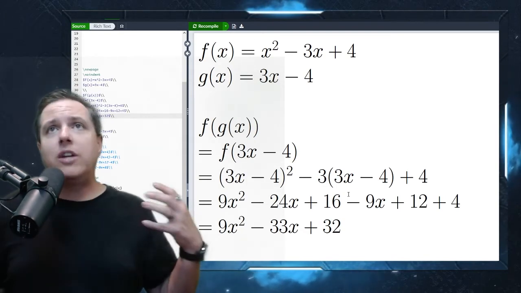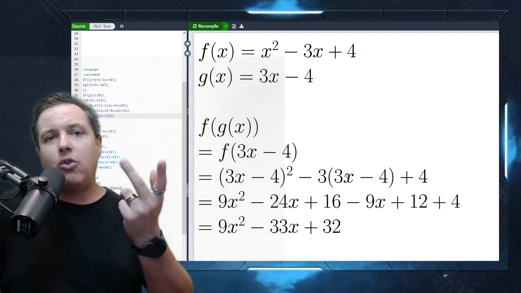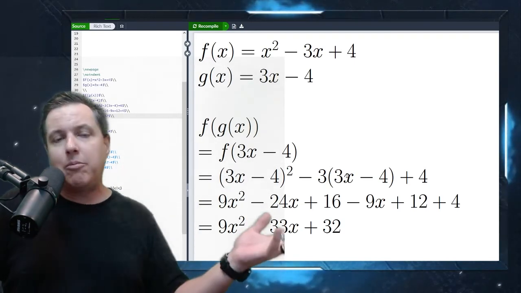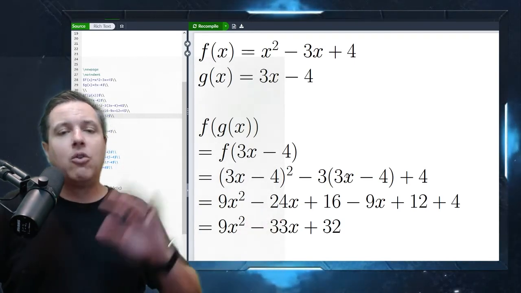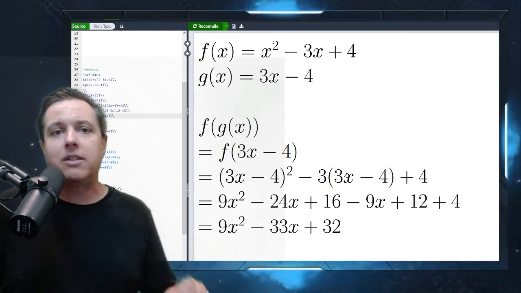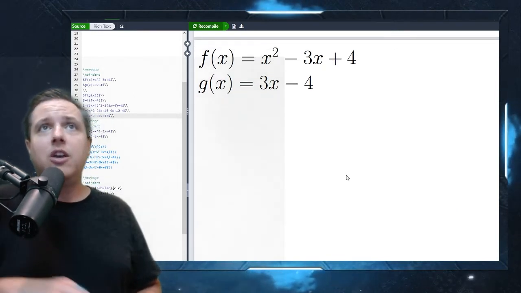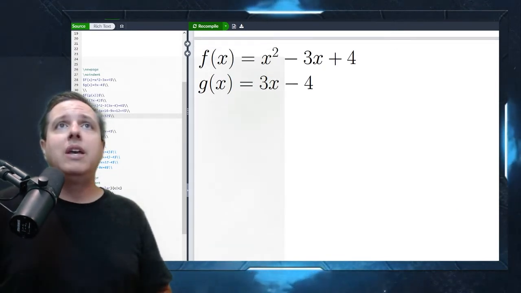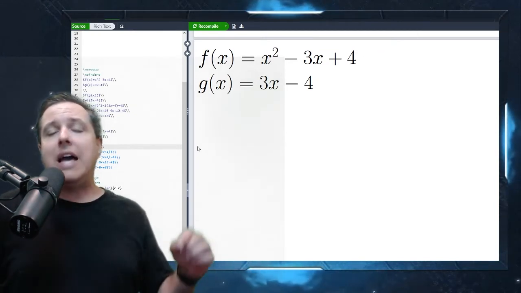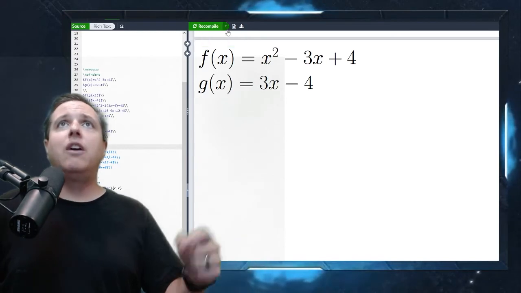So the question that we would like to know is, is composition commutative? What if I do it in the other order? Do I get the same answer? Is it like multiplication where I get the same thing? Or is it like division where we have to be really careful about the order in which we do things? Well, let's find out. So here I have the same two functions, but we are going to compose them in the different direction. So last time we did f of g of x. Now we're going to do g of f of x.